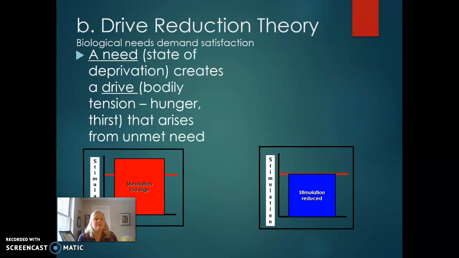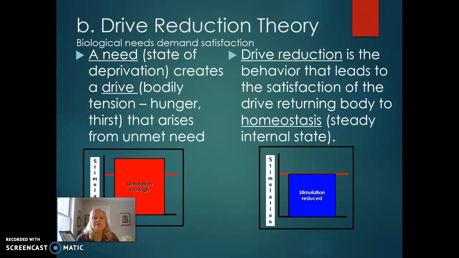So, for definition purposes, a need then is a state of deprivation. It creates a drive. This is the bodily tension that we feel, for example, hunger and thirst that arise from an unmet need. So that's the need. The drive reduction then is the behavior that we do that leads to the satisfaction of that drive and that need, and that returns the body to homeostasis. And as we've talked about before, that's a steady internal state.